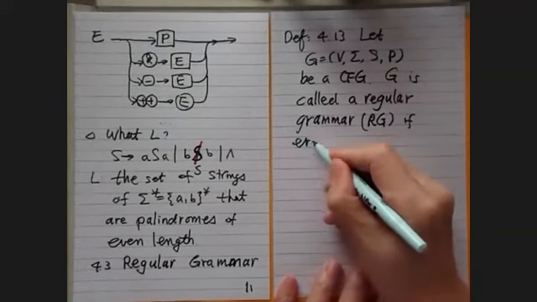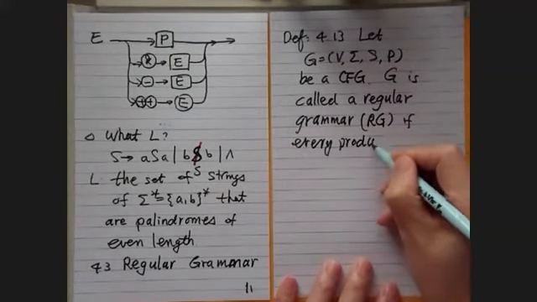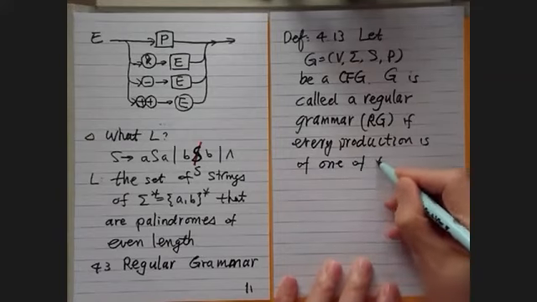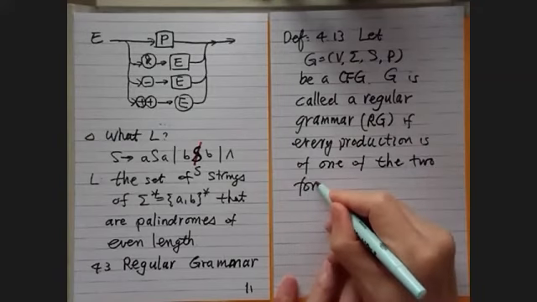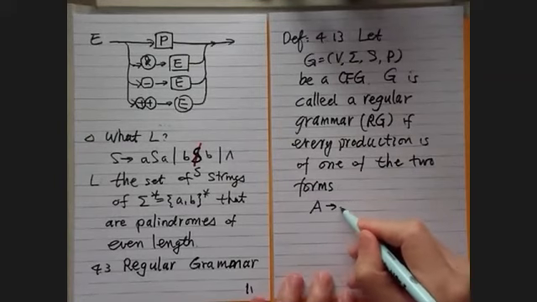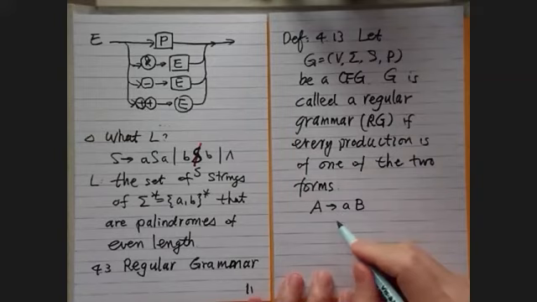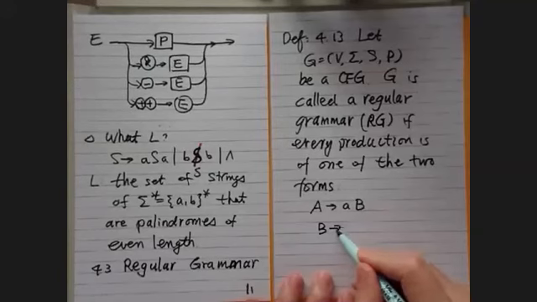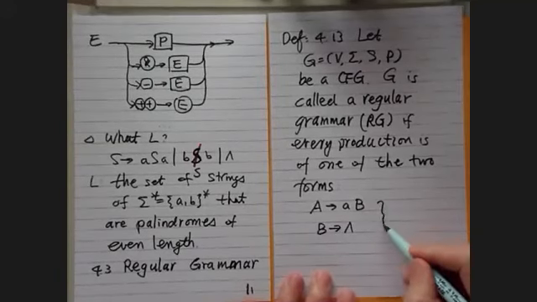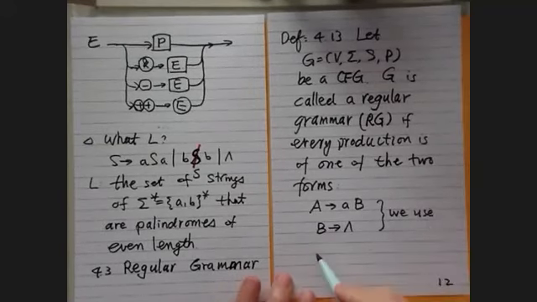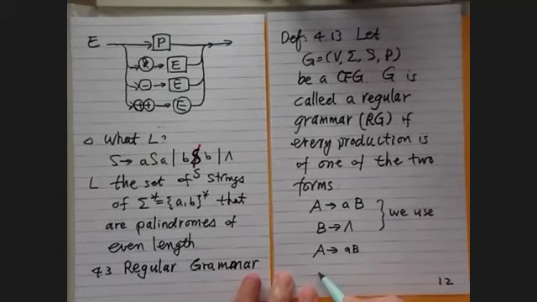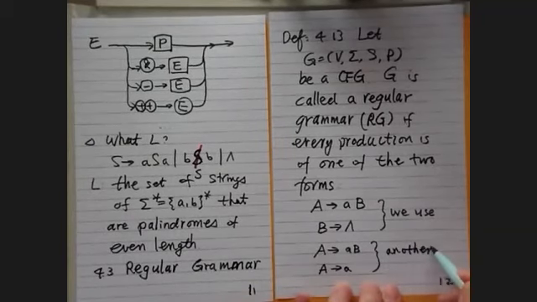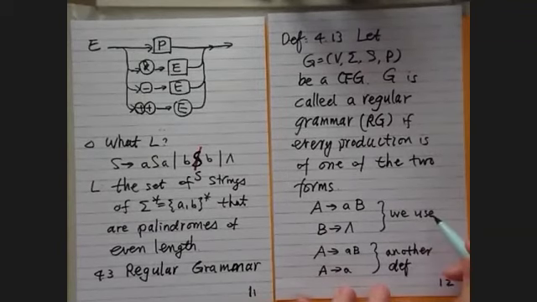G is called a regular grammar if every production is more restricted, is of one of two forms: either A derives aB, or B can disappear. We use this definition because it depends on the book. There is another definition in some textbooks: A goes to aB, or A can be a single a. We use that one. So basically the A will get a.